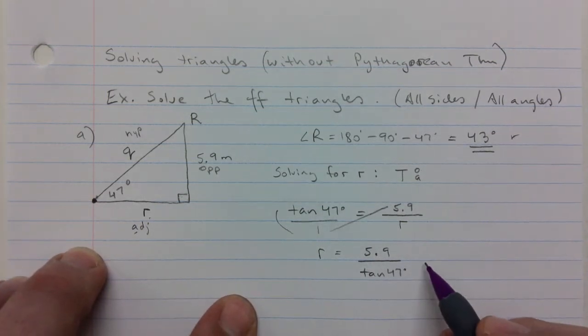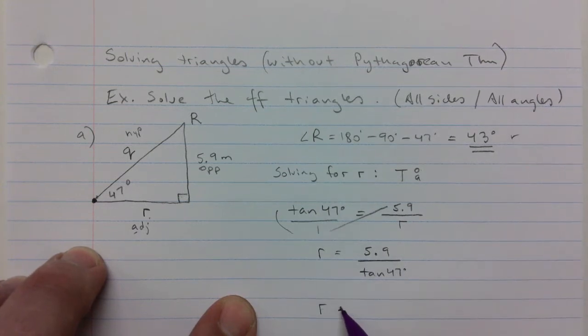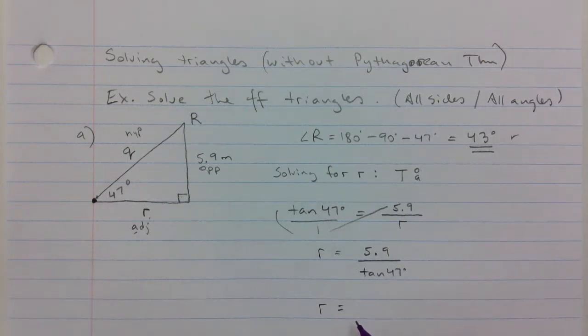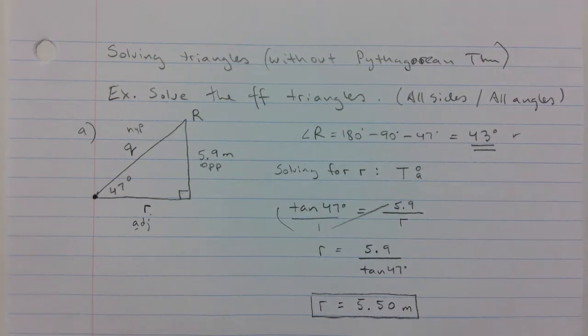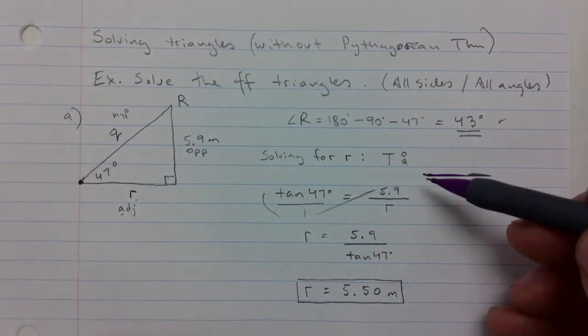Okay, that would give us 5.9 divided by tan of 47. That would give us 5.50, and we are in meters. That's it. Okay, we've done that. We got 5.50.